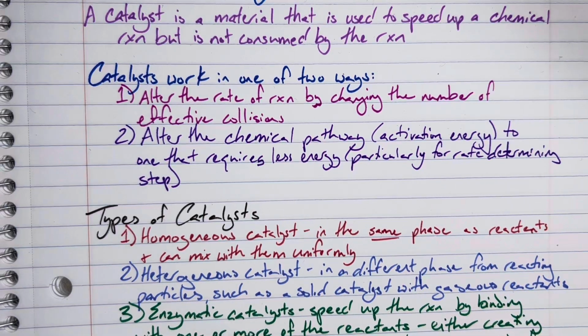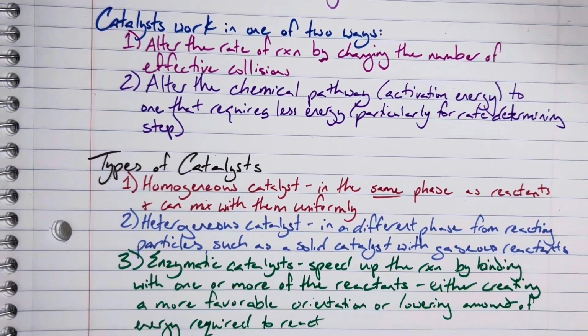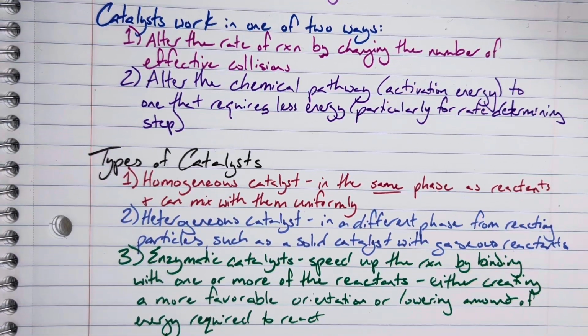And then we also have enzymatic catalysts, which are going to speed up the reaction by binding with one or more of the reactants, either creating a more favorable orientation for those molecules to react with, or by lowering the overall energy required to react.